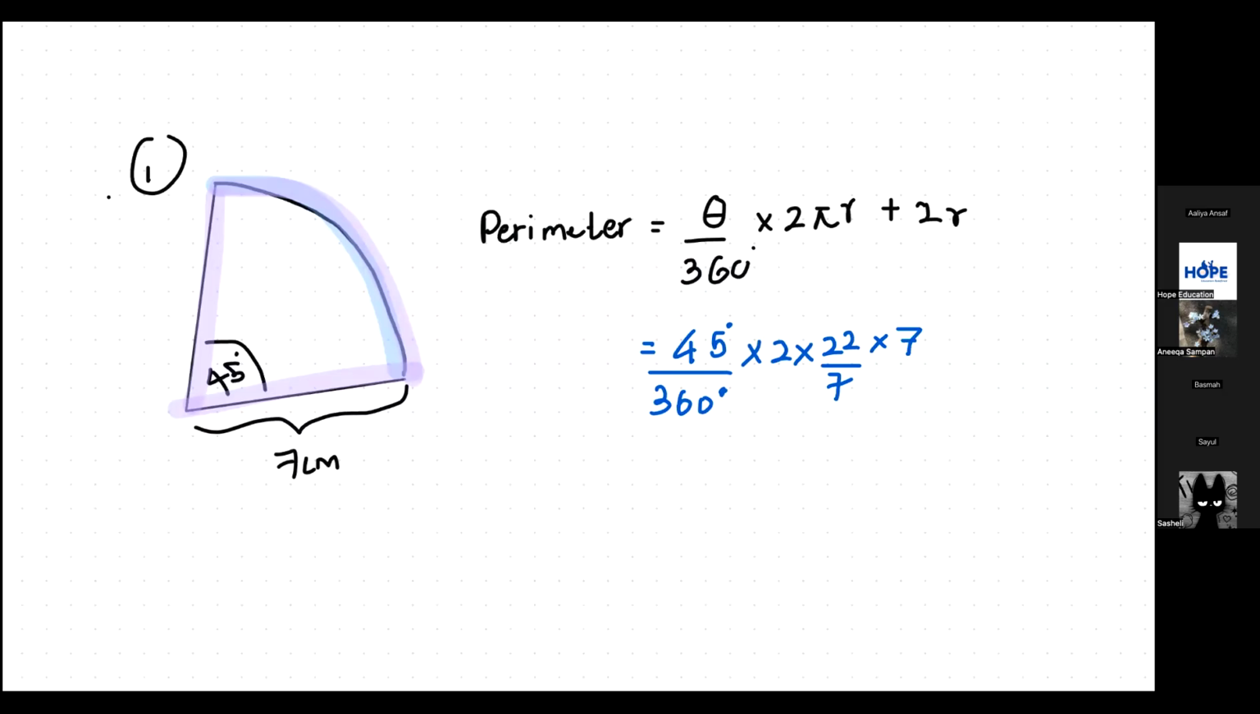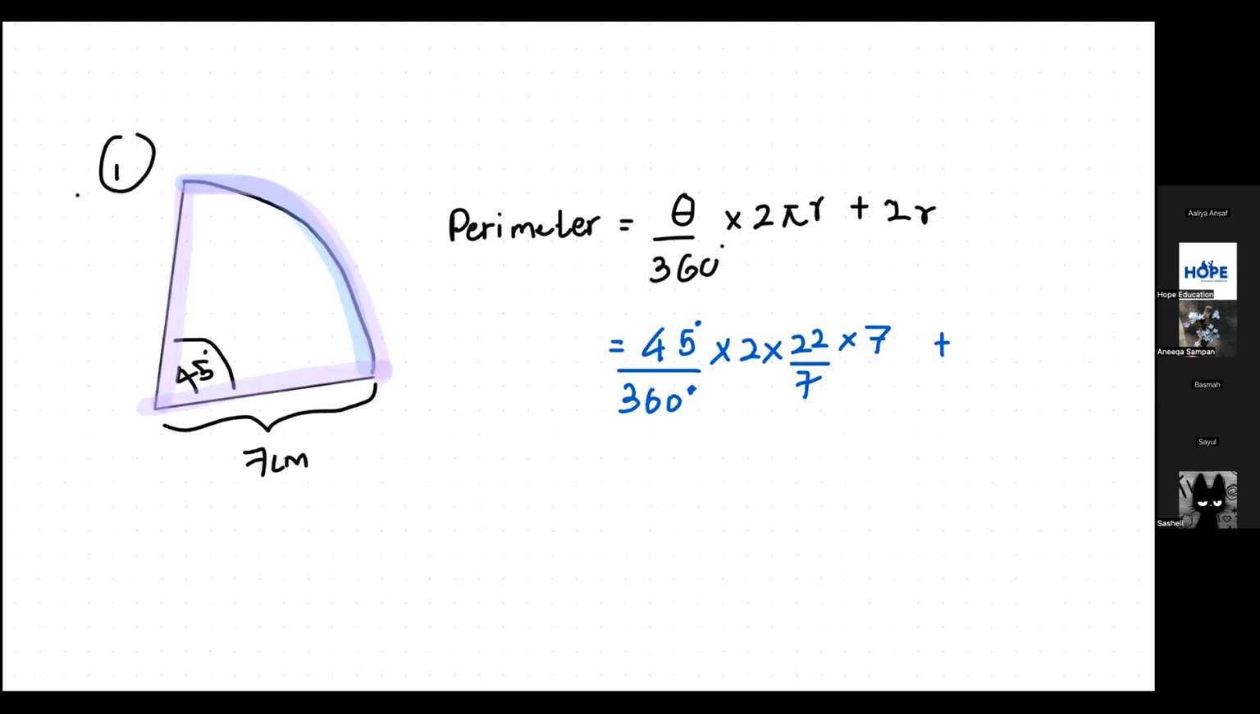Plus we get the 2R part. 2 means 2, R means again 7. Now I have substituted the values. My next step is simplifying. Let's simplify.